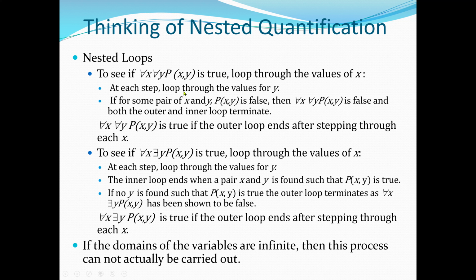So at each step, loop through the values for y. If I have x and y, let's assume again x is 5 numbers from 1 to 5, and y is also, let's say, 10 numbers, 1 to 10. I'll go through the first value of x. I'm not going to go through the second value of x, only the first value of x. Then I'll go through the y from 1 to 10.